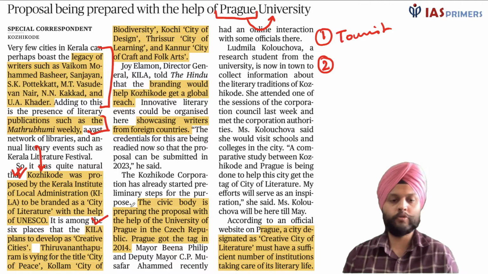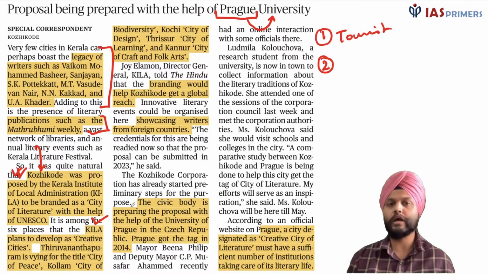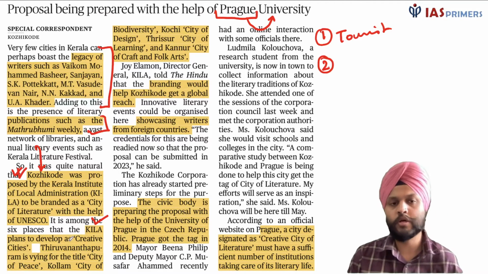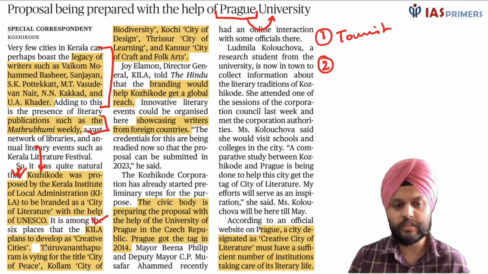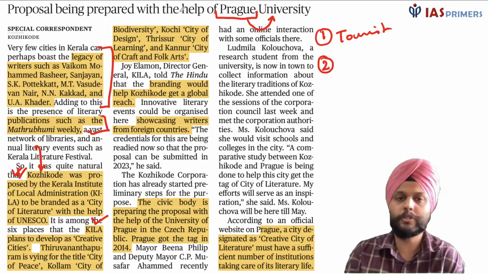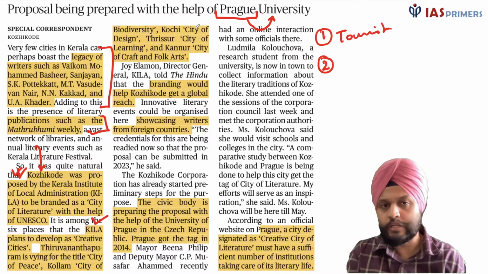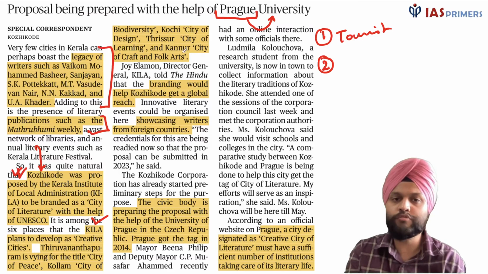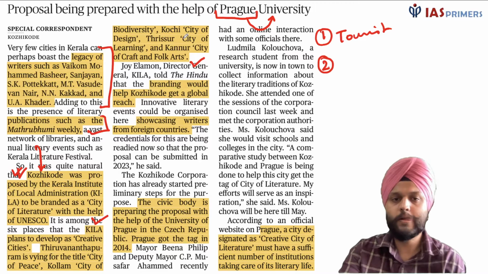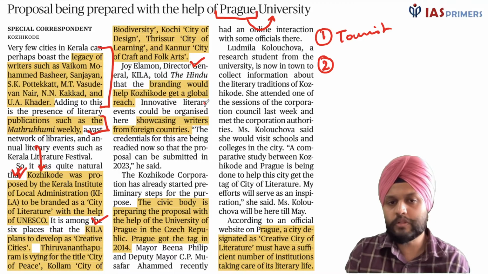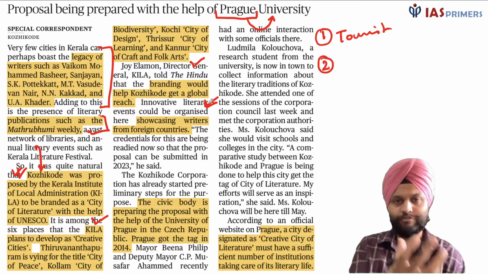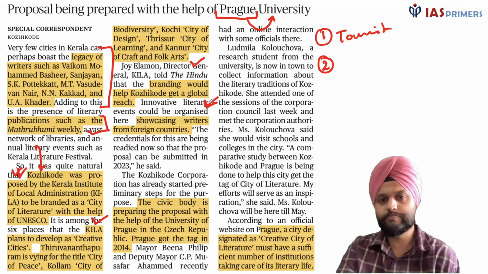Now, Kerala is also proposing that there are other cities also. So let's say 6 cities at least we should have in the Creative Cities program of the UNESCO. These are Thiruvananthapuram as the city of peace, Kollam as the city of biodiversity, Kochi as the city of design, Thrissur as the city of learning, and Kannur as the city of crafts and folk arts. So branding would help Kozhikode get a global reach. Obviously, globally, everybody will know that, okay, Kozhikode is the city of literature.